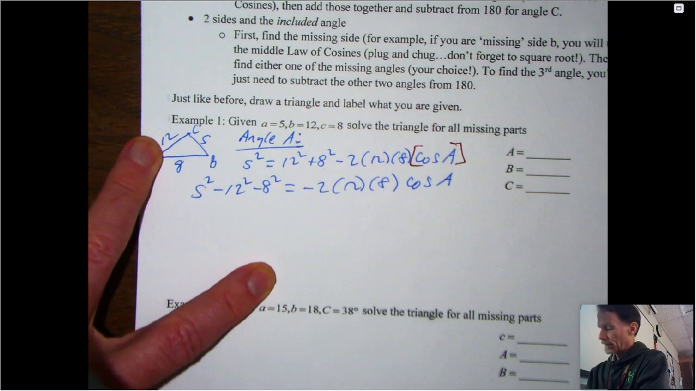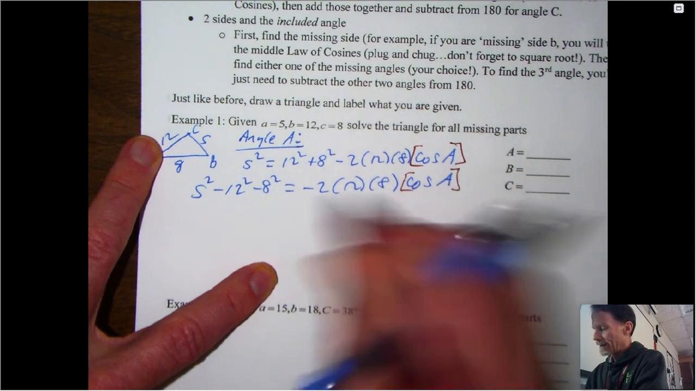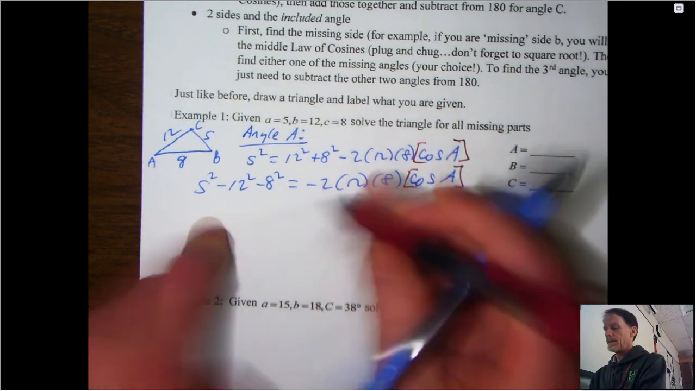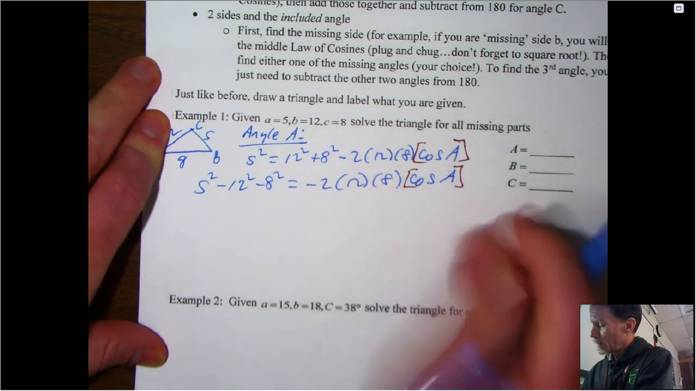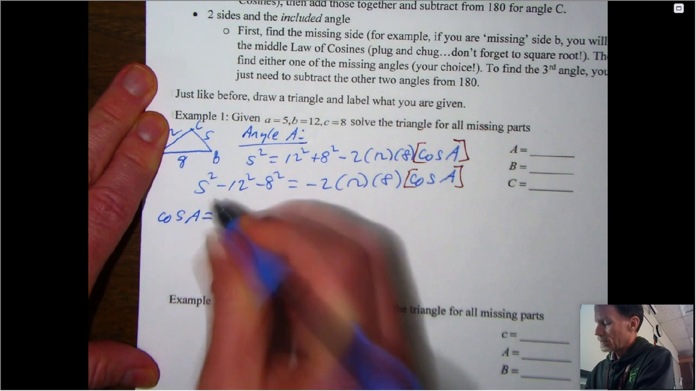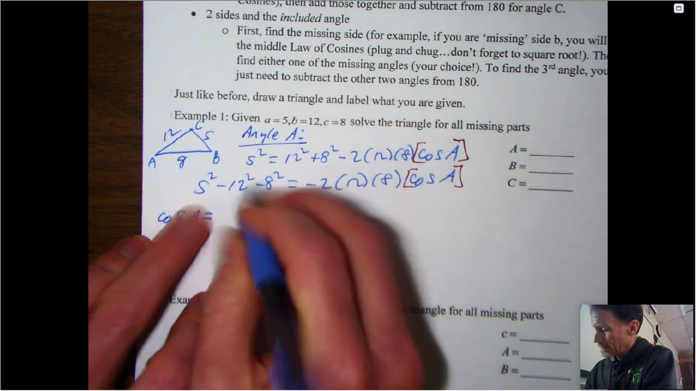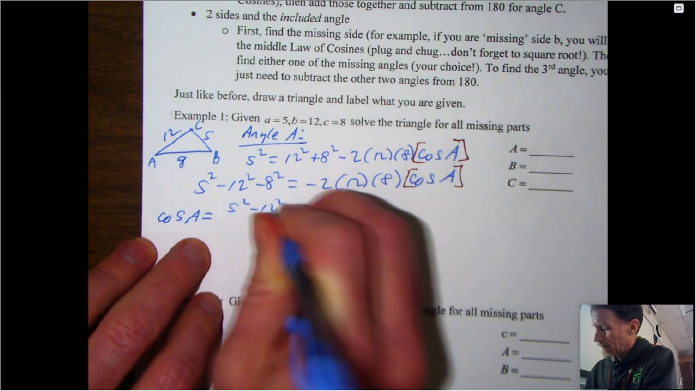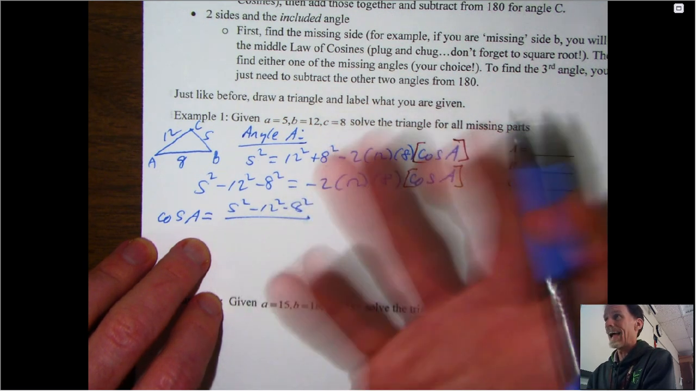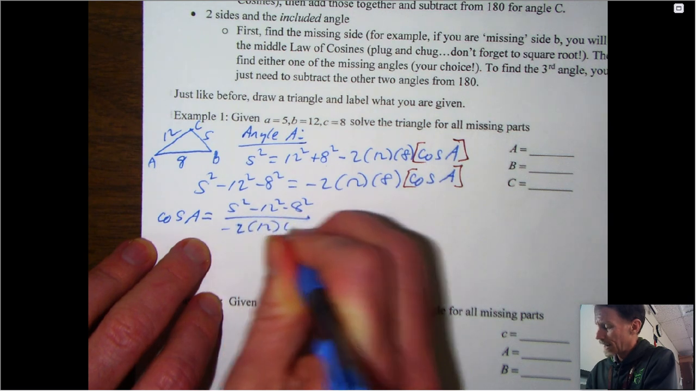And then keep on thinking of isolating, getting this thing by itself. So now I've got to divide by that whole quantity. Remember, this is just a number, right? It's just a coefficient. So I'm going to divide by the whole thing. So once cosine A is by itself, I'm going to bring this to the other side just to make it easier to write. So cosine A is going to be equal to, all of this stuff stays on the top, 5 squared minus 12 squared minus 8 squared. And then I'm going to divide by everything that's attached to the cosine. So minus 2 times 12 times 8.